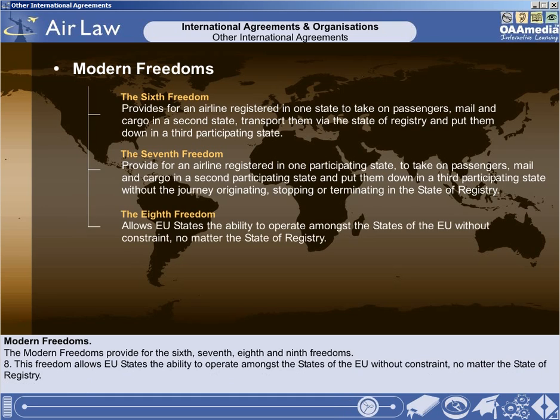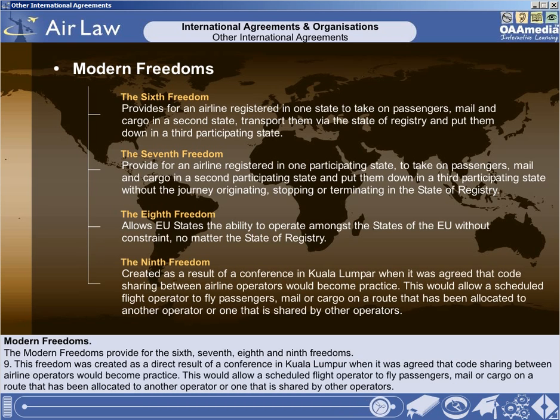The 8th freedom operates within the European Union and allows European Union states the ability to operate amongst the states of the European Union without constraint, no matter the state of registry. In effect, it allows cabotage.